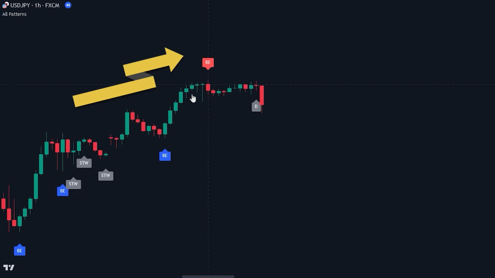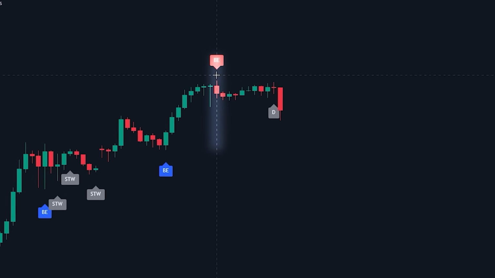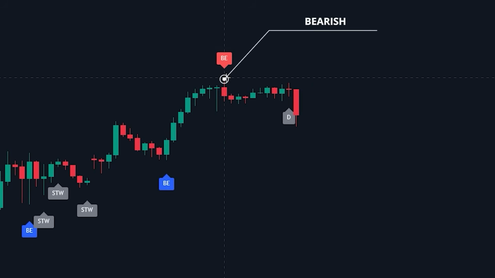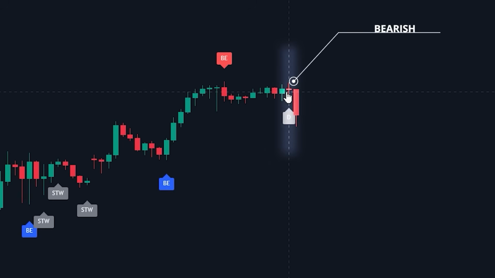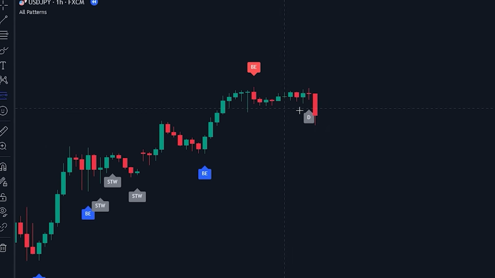However, at the end of the uptrend, we can see that 2 candlestick patterns occurred, the first of which is the engulfing bearish candlestick, which indicates that a bearish reversal might start soon. The second candlestick pattern that formed was a bearish doji candlestick, also indicating a possible bearish reversal. Because of this, let's enter into a sell position here.